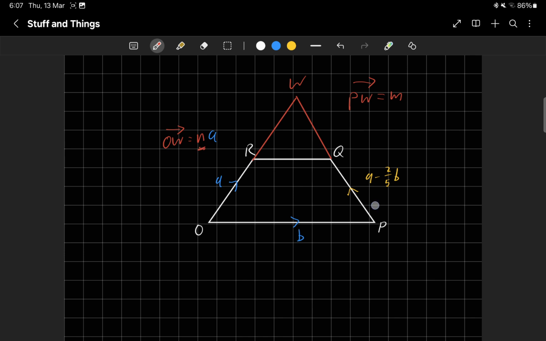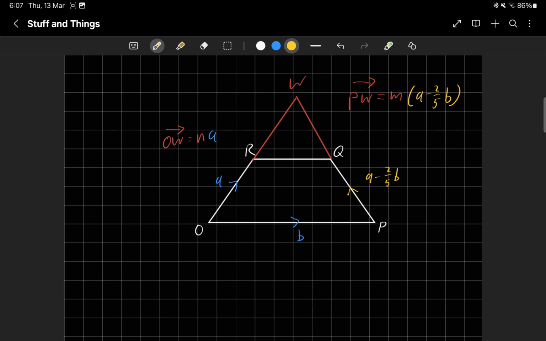And again, these letters, N and M, are completely arbitrary. You can use literally anything that you want. I just picked a random one, right? So these are just numbers that are being multiplied by a vector. So A minus 2 over 5B. So that's OW and PW.